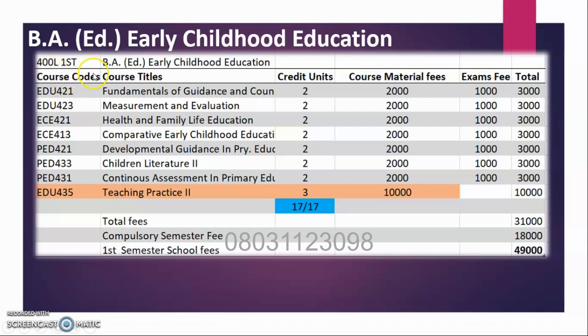Now this is your final year, first semester, and these are your courses. You have another teaching practice, 10,000 supervision fee, and you don't register it for exams. You have 17 units, so there's a lot of unused credit units for you to clear anything called carryover before your final semester. And your fee for this semester is 49,000.